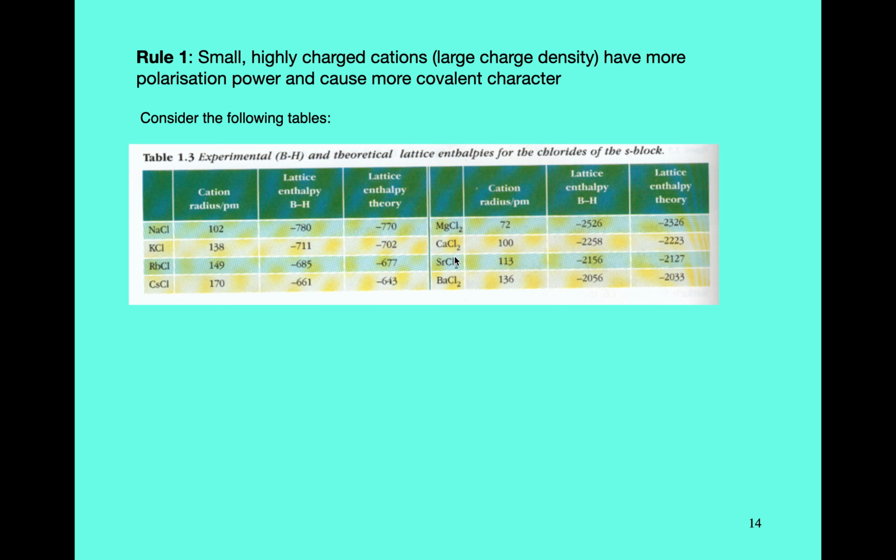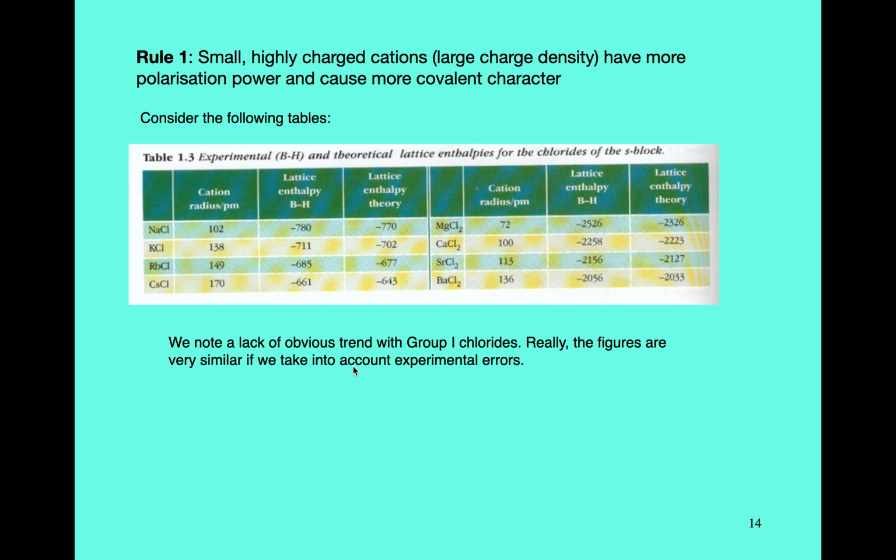If we look at the chlorides going down group 2, we've got the Born-Haber cycle, the true figure, and we've got the theoretical figure. And you will see that there's a big difference higher up the group. Going down the group, the difference decreases between the numbers. We have to somehow explain that. So the rule is highly charged cations, Mg2+, Ca2+, Sr2+, they can cause more polarization.